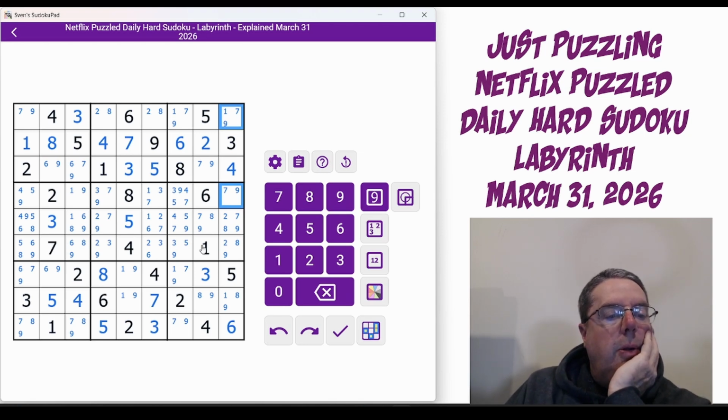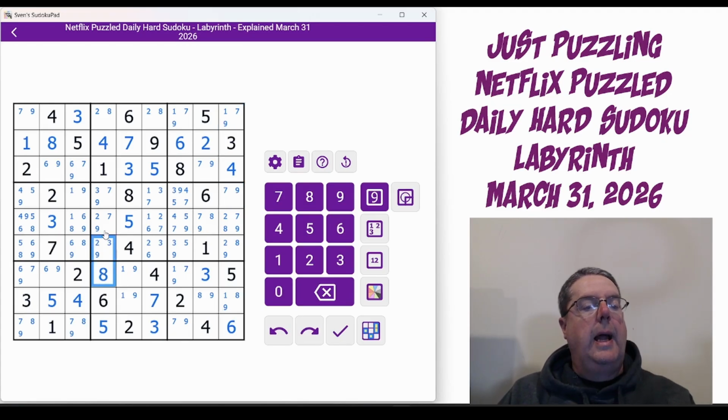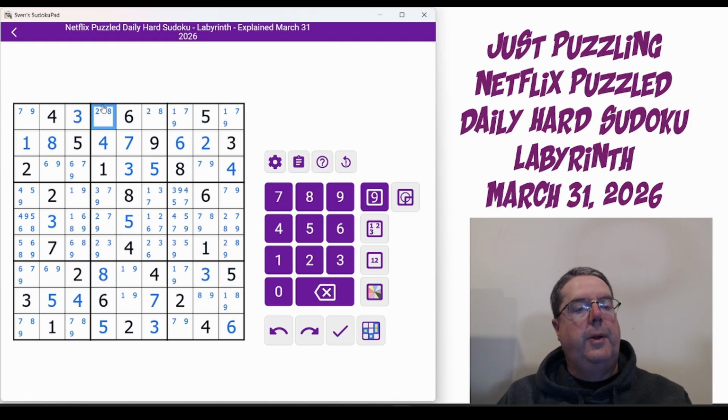Okay, what else can we see? 7, 8, 9, 8's there, 8's there, look at that, 8 comes up here, so this can't be an 8. This will be the 8 here, leaving this to be a 2. 2 comes down here, so this can't be a 2.